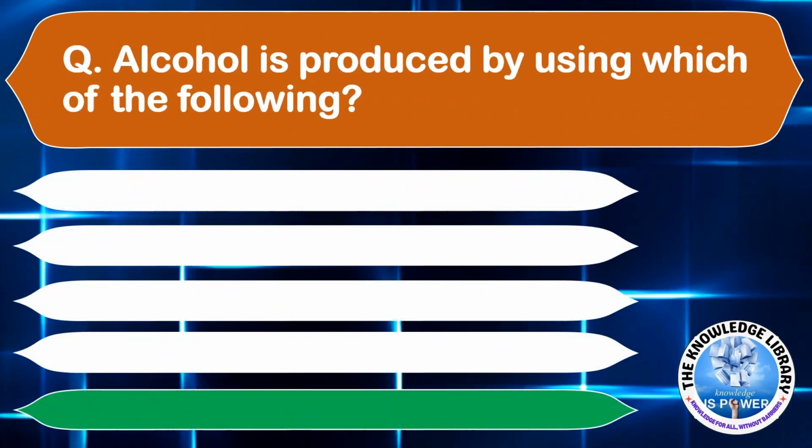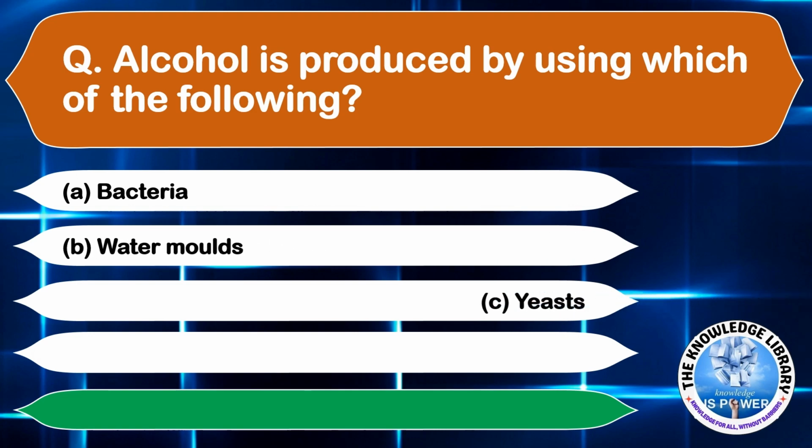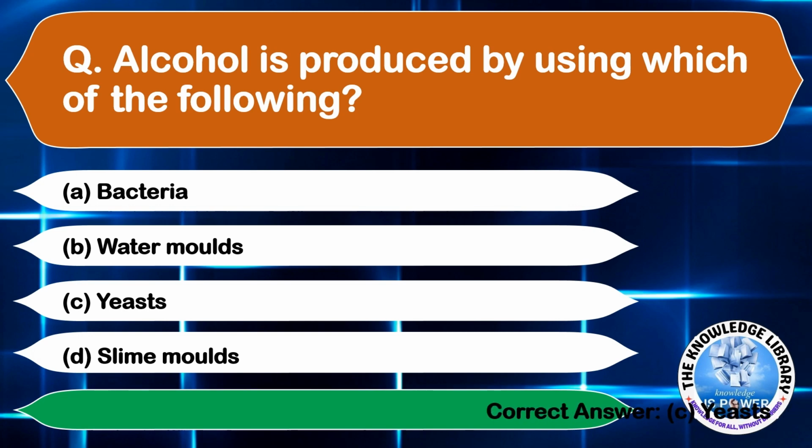Alcohol is produced by using which of the following? Option A, bacteria. Option B, water molds. Option C, yeast. And option D, slime molds. The correct answer is option C, yeast. Moving on to the next question.